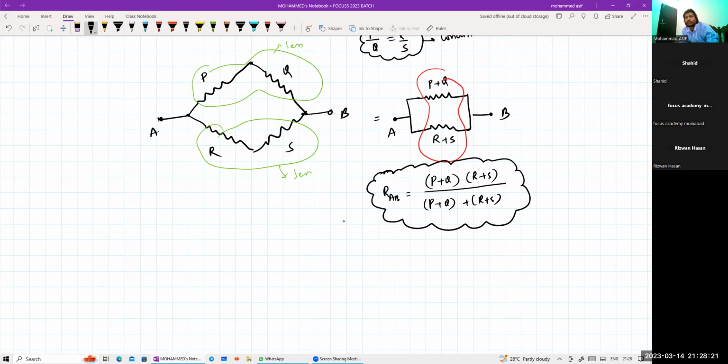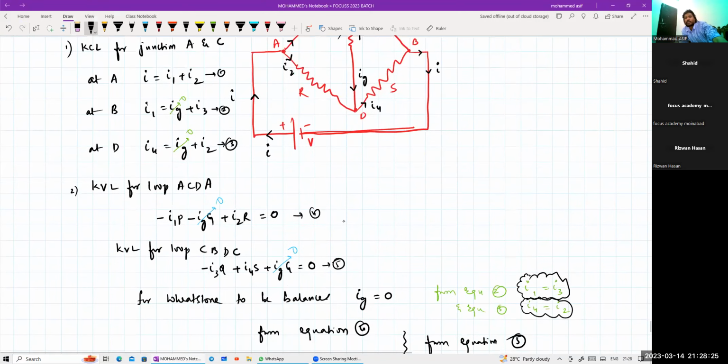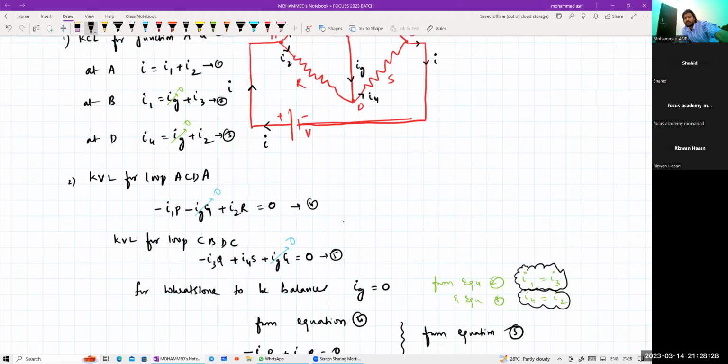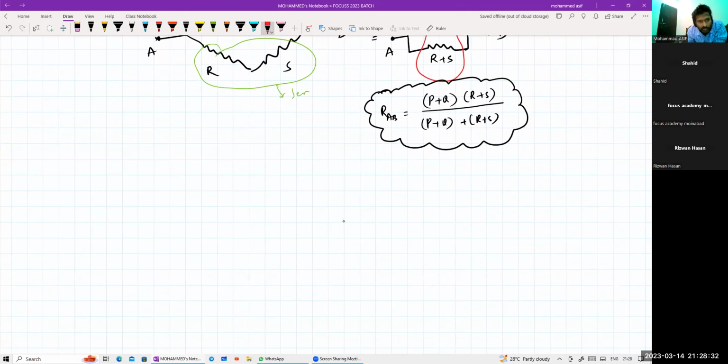Clear, beta? So what is the condition for the Wheatstone bridge? If there are 5 resistances and the current through the galvanometer is becoming 0, then P by Q is equal to R by S. A small application of this is your meter bridge.